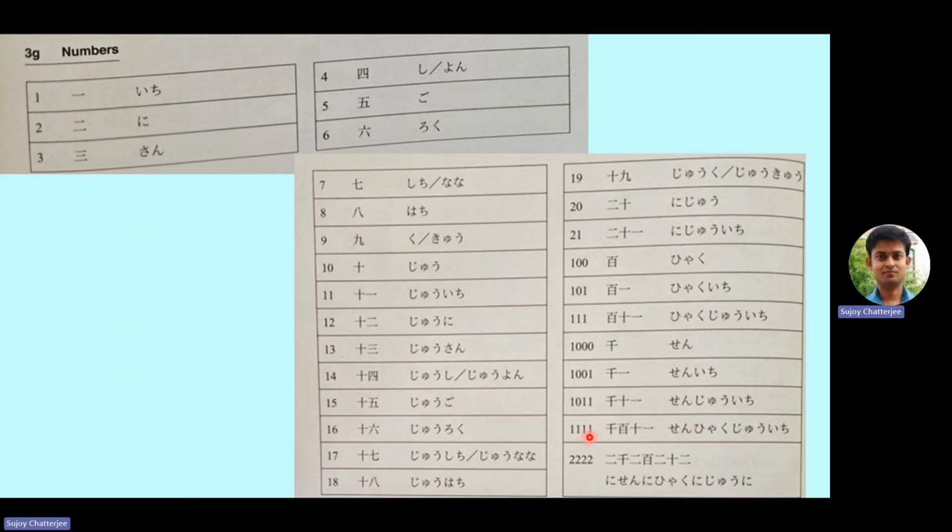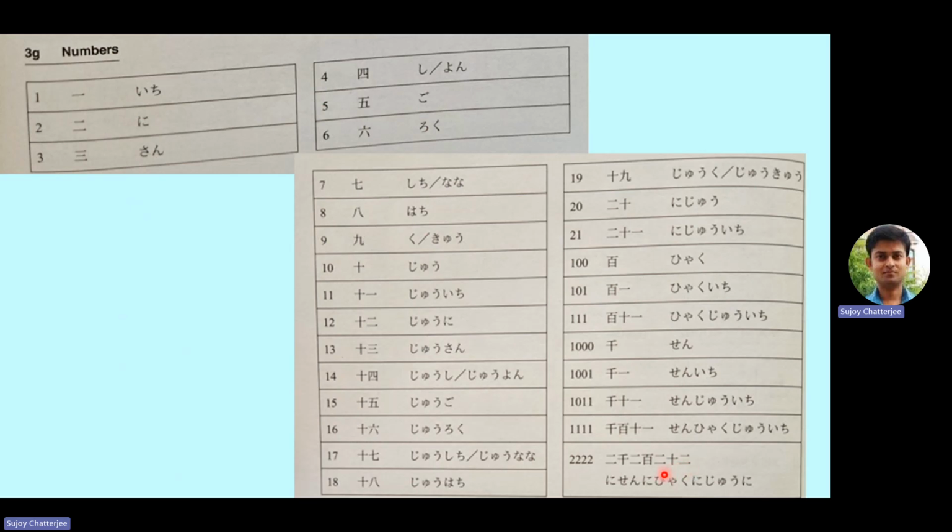1111, how do we write that? Sen hyaku ju ichi. So 1000, then 100 place: sen for the 1000 place, hyaku for the 100 place, ju for the 10th place, and ichi for the 1st place. Similarly, if it is 2222, then it will be nisen, nihyaku, niju, ni.